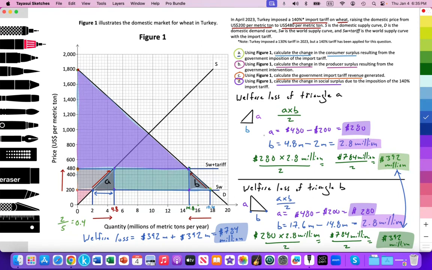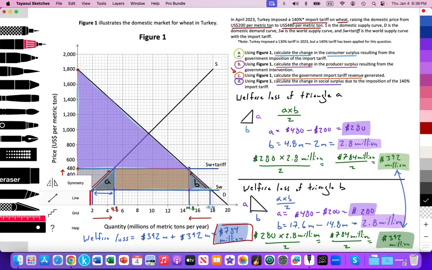So in our last video, we calculated the surface area of triangle A and B being 392 million, both being the same. We added them up, 392 million plus 392 million, so we get that final answer of 784 million, which we see here. In a previous video, we calculated question C, the government import tariff revenue, which is this area here, which I'll highlight. We did base times height to calculate the value of the tariff revenue collected by the Turkish government. And in that calculation, we stated that the value of that was 2,800 million.